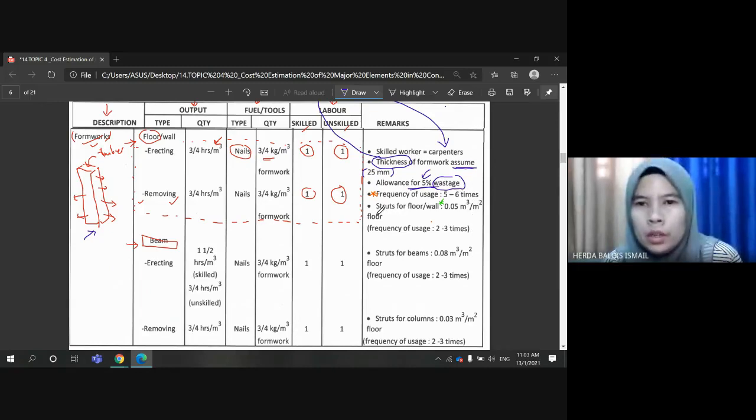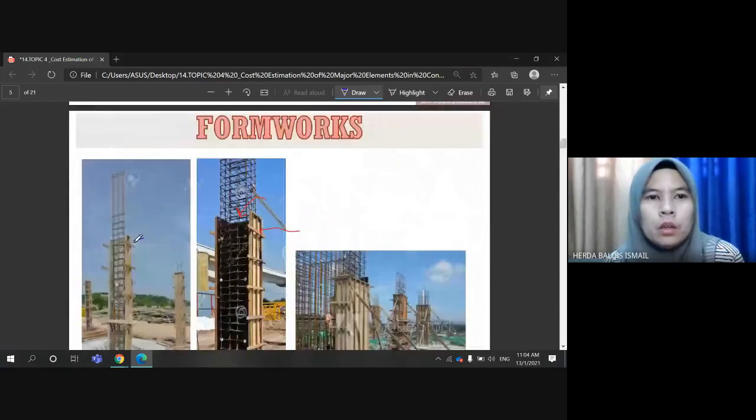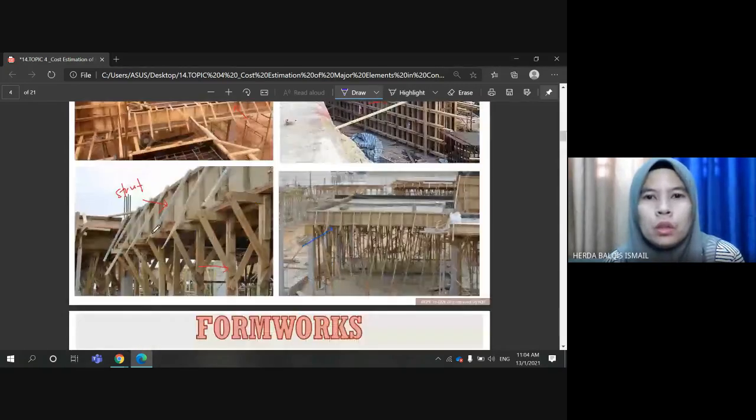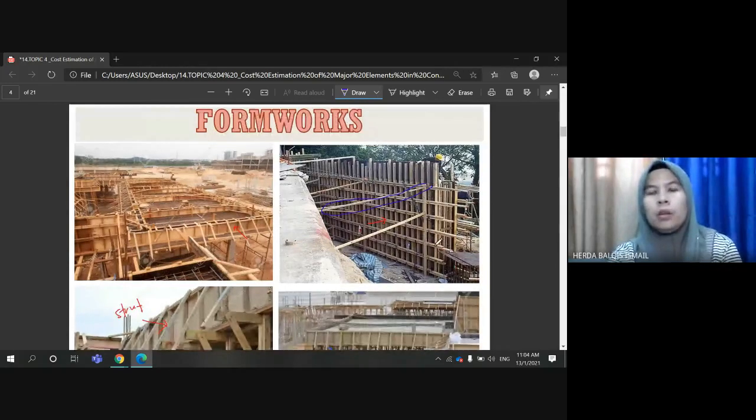And for the strut, as I mentioned, the strut is the small piece of timber. For the wall of the slab, these are the struts. All these we call the pieces of timber in position. So this is the strut. We consider this in estimation work.